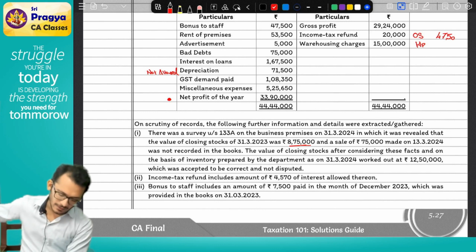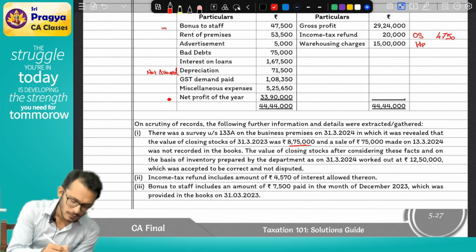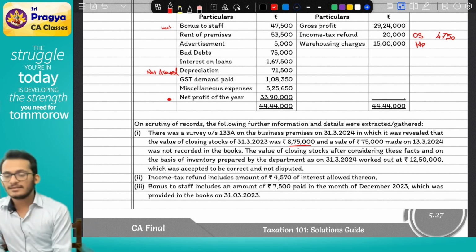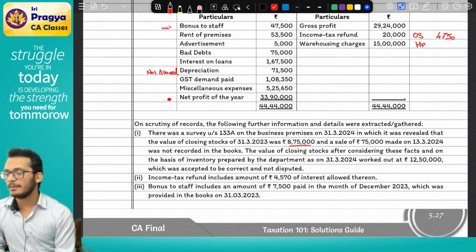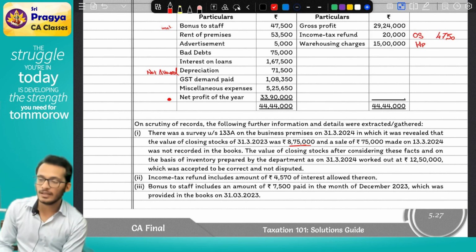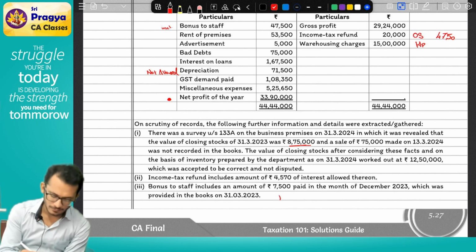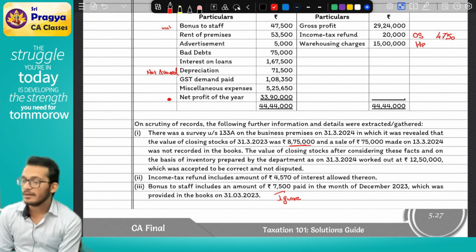Now the question says bonus to staff includes, which means is this number already claimed in the P&L, or not claimed in the P&L? Already claimed in the P&L. Should you allow, disallow or add? You will ignore. Hey, you're getting the hang of it?